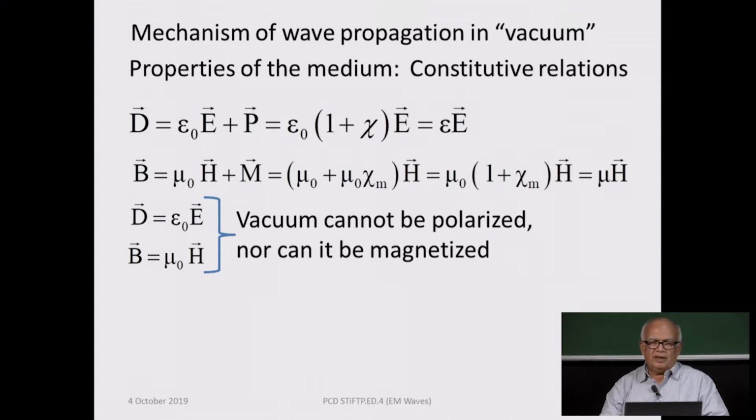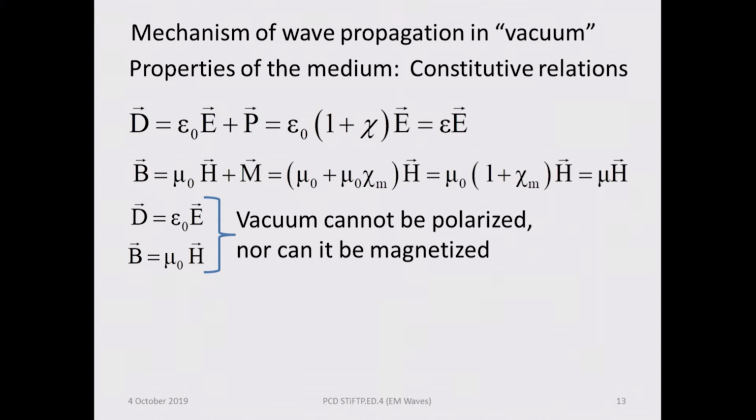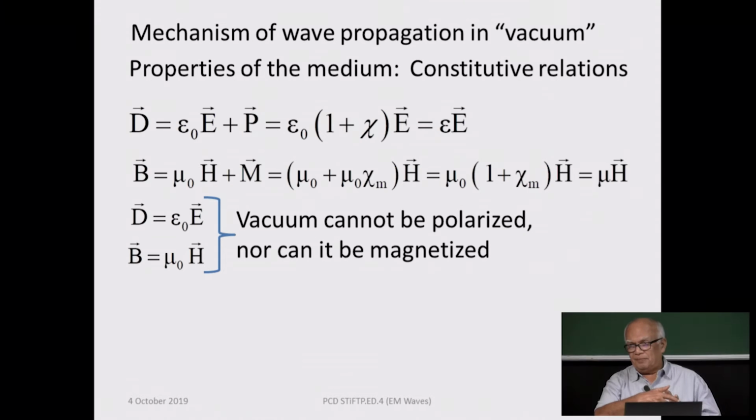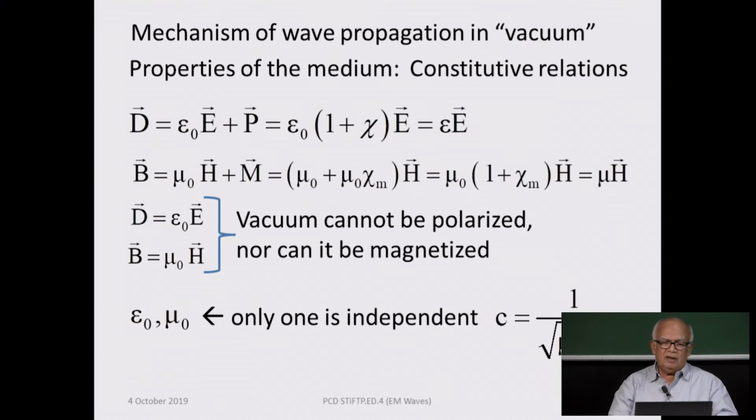I'll get to that. And we have seen that the field propagates through a medium, right? And the medium responds to the field. And the response of the medium to the field is contained in the constitutive relations, right? Which is D equal to epsilon E and B equal to mu H, which is what we just discussed in the previous class, right? So vacuum cannot be polarized, nor can it be magnetized. And therefore, D will be equal to epsilon 0 E and B will be equal to mu 0 H. Okay?